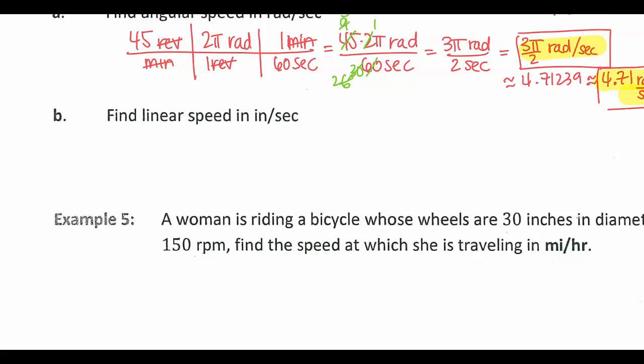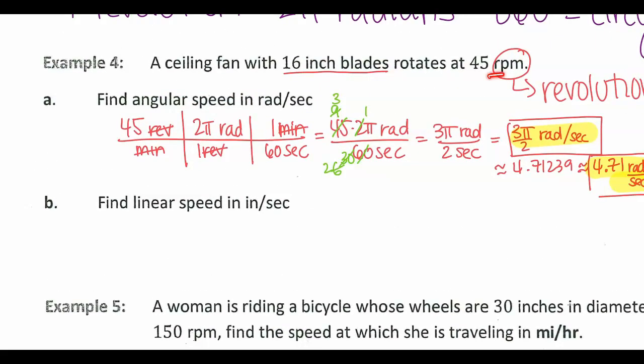It wants you to change it from the revolutions per minute, which it currently is, into inches per second. So let's go ahead and use the knowledge that we have of 45 revolutions per minute and convert this into inches per second. Okay, well, let me think.